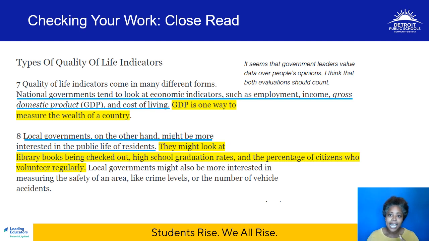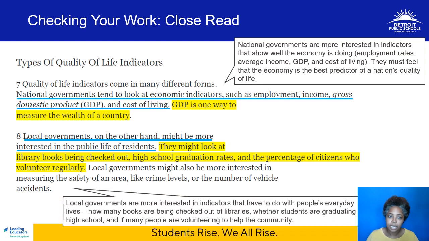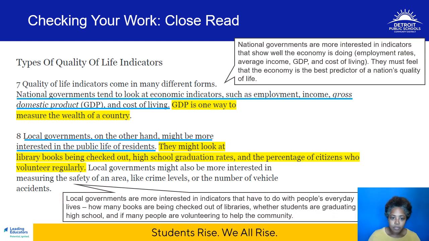What I learned about the way national governments feel about quality of life is that they are more interested in indicators that show how well the economy is doing: employment rates, average income, GDP, cost of living. They must feel that the economy is the best predictor of a nation's quality of life. On the other hand, local governments are more interested in indicators that have to do with people's everyday lives. How many books are being checked out of libraries, whether students are graduating from high school, and if many people are volunteering to help the community.